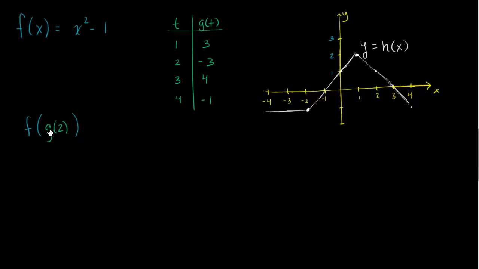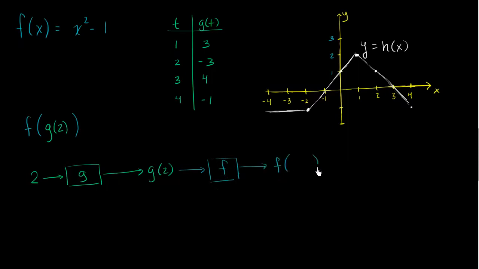So, for example, when we're saying g of 2, that means take the number 2, input it into the function g, and then you're going to get an output, which we are going to call g of 2. Now, we're going to use that output, g of 2, and input it into the function f, and what we're going to get is f of the thing that we inputted, f of g of 2.